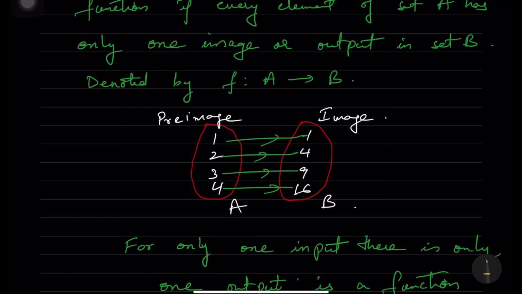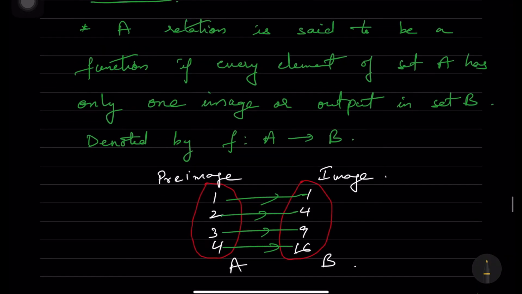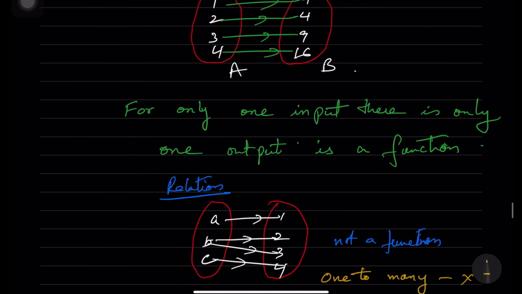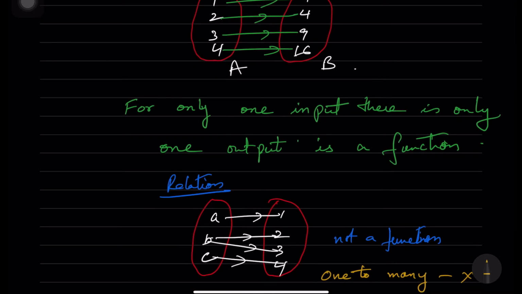The elements in set A are called inputs. The elements in set B are called outputs. So a relation is said to be a function if every element of set A has only one image or output in set B. He is telling only one image, not more than one image should be there from one input. So here you can see from only one input there is only one output.